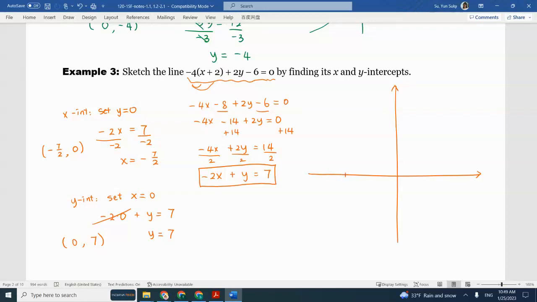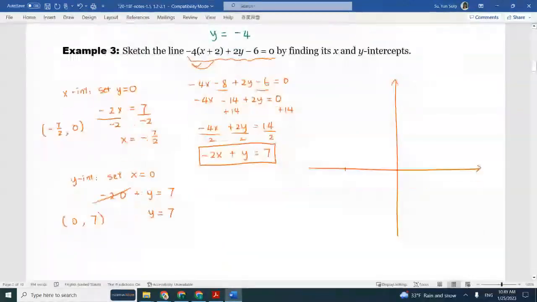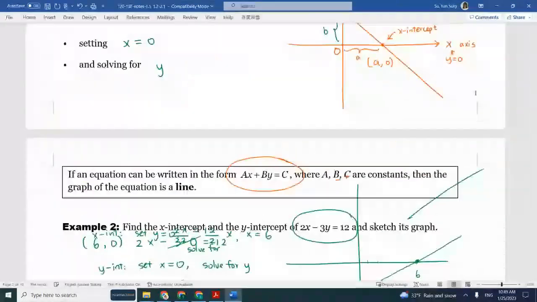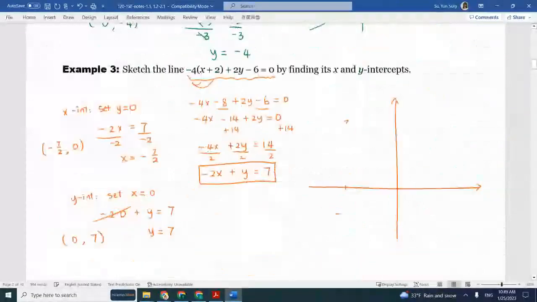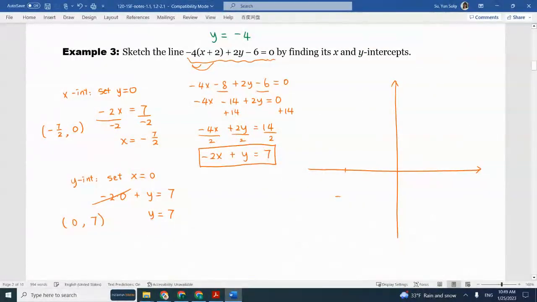The x-coordinate is negative 7 over 2, right here. And the y-coordinate is 0, and 7 right here. So we connect those 2 points together. So this is the line. Okay, perfect, right on time.